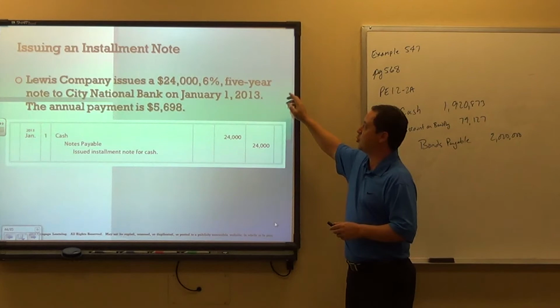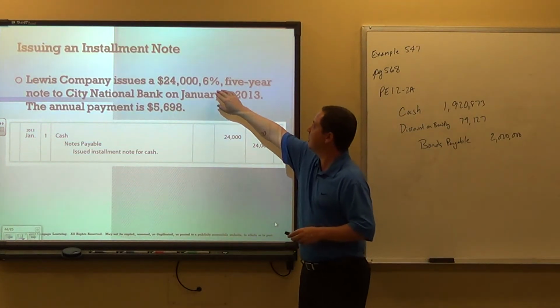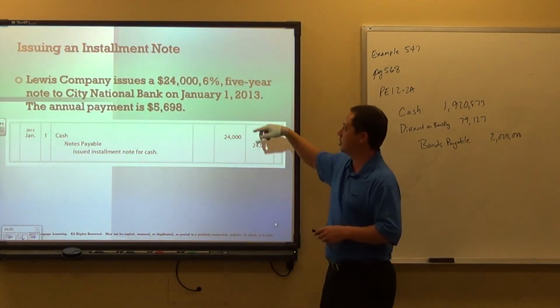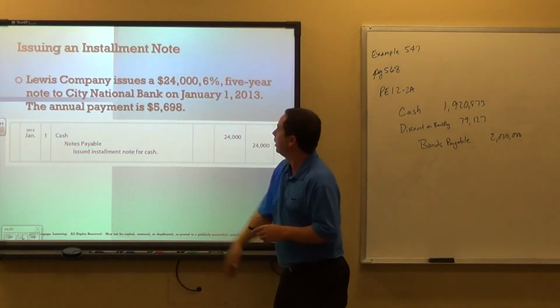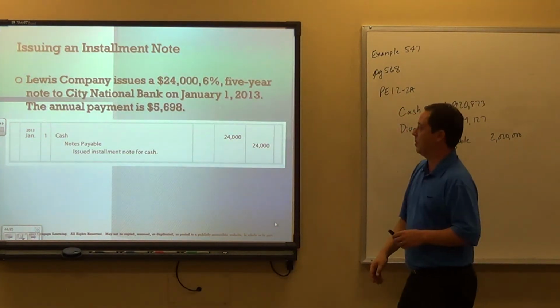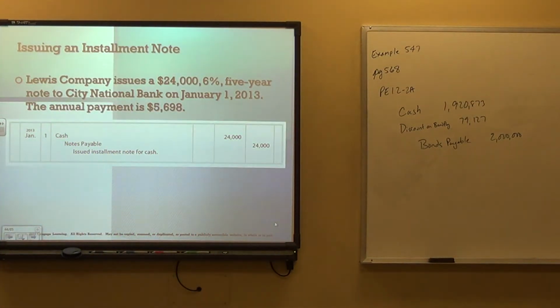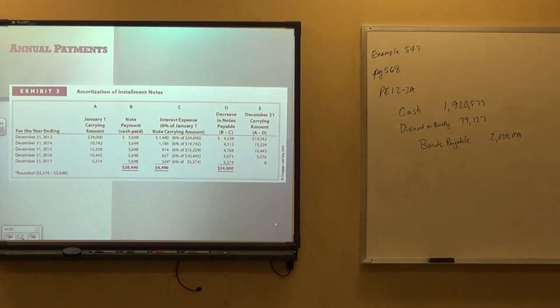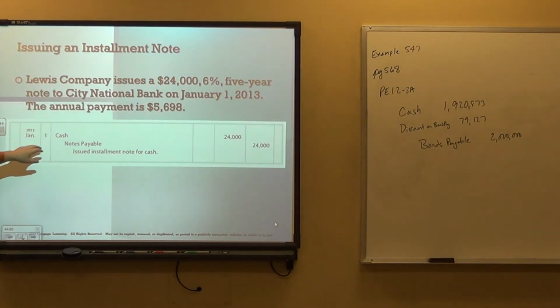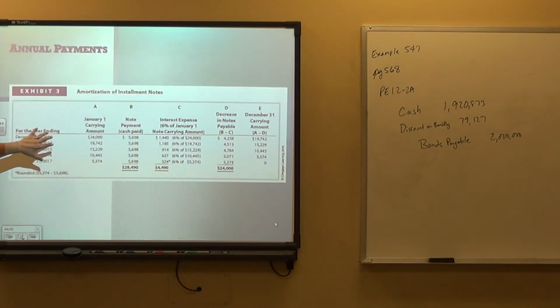So Lewis Company issues a $24,000, 6%, 5-year note to City National Bank, and the annual payment is $5,698. So we get cash in, with the commitment to pay that liability of $24,000. That's the transaction that's happened there. Now we're going to walk through some installment notes in just a few moments, but this is just a basic transaction. Here is the breakdown of what's being paid and what's happening.